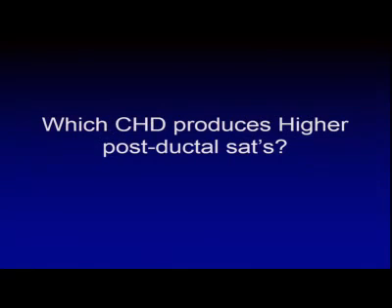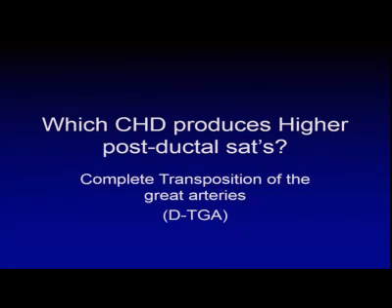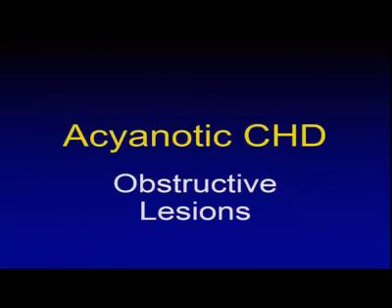All right, which congenital heart disease produces higher post-ductal sats? We're not going to do a multiple choice question for that. I'll just tell you that it's transposition. The only lesion which will give you higher sats in the legs than the arms is transposition, which is sort of the opposite of normal. So to have the opposite of normal, something has to be transposed, right?